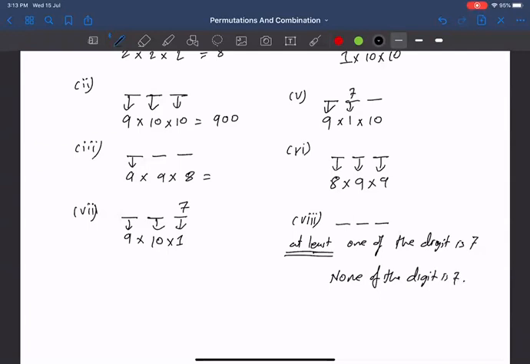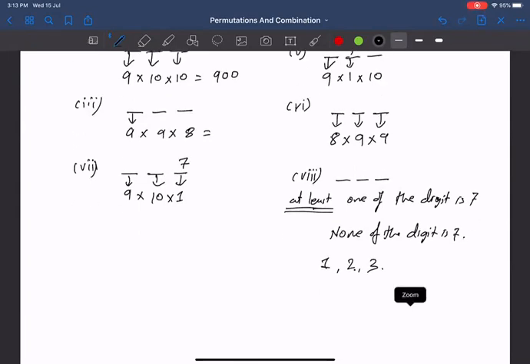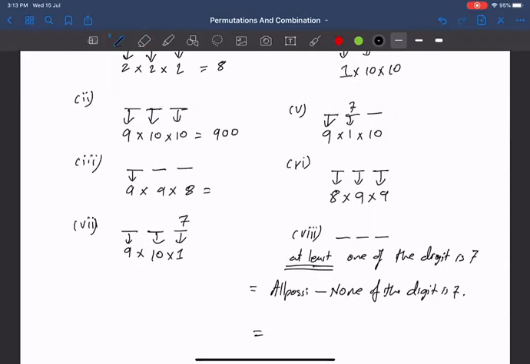At least 1 digit means 1 will work, 2 will work, 3 will work, all the 3 digits. Exactly the opposite of this is 0 digit. You don't want this, so obviously you want 0 digit 7. So you should think of this as all possibilities minus none of the digit 7. Remove that. What are all possibilities? I think we have done that. That's nothing but 9 into 10 into 10. That's all possibilities.